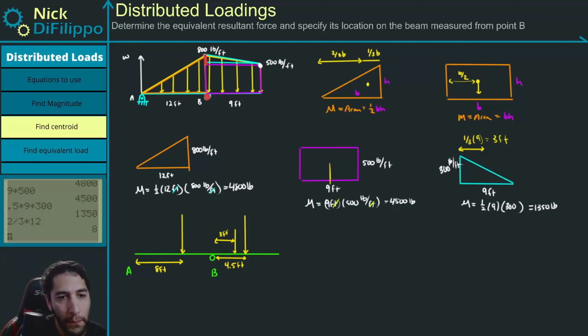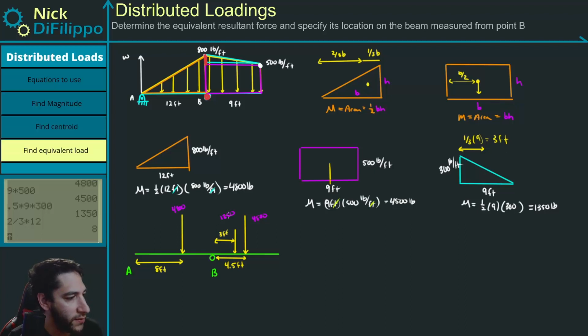So let me put in what the magnitudes are. This magnitude is 4,800. This magnitude is 4,500. This magnitude is 1,350. But we're not done. What we're asked to do is find the resultant force and specify this force of all 3. So we have to put all 3 of these forces together, and then we have to figure out how far away this resultant force is.